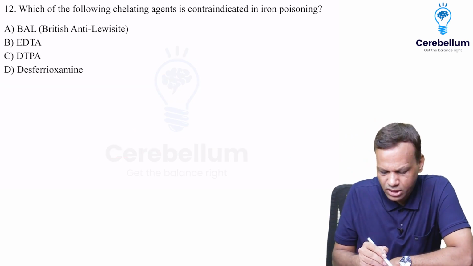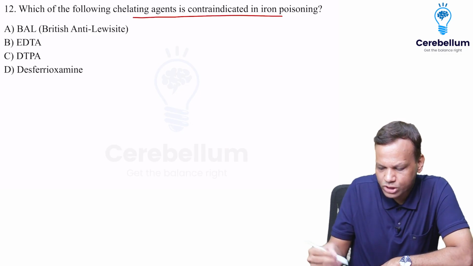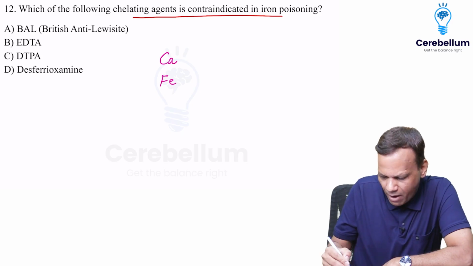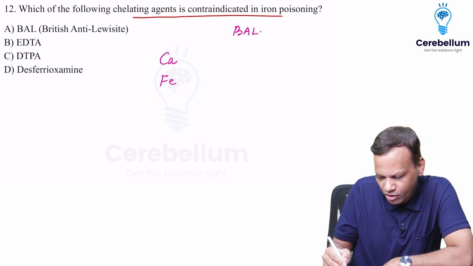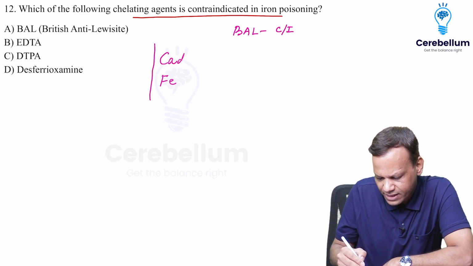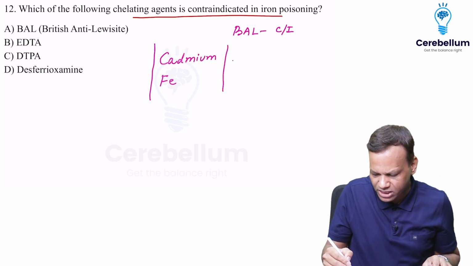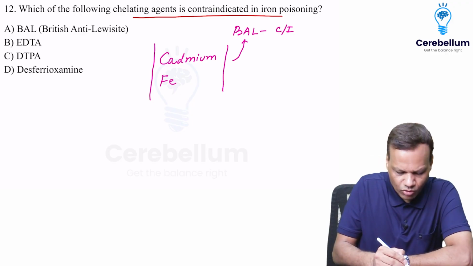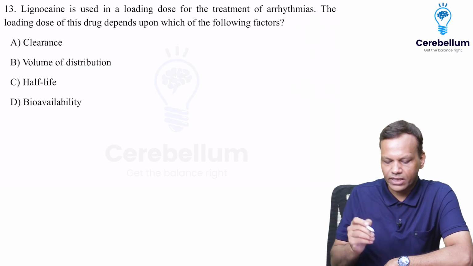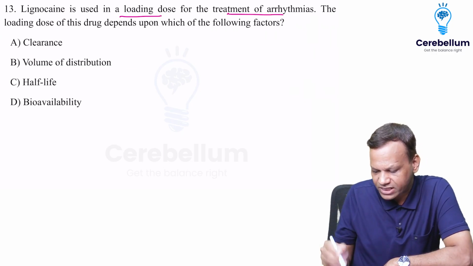Okay. Next question, which chelating agent is contraindicated in iron poisoning? So that is a stat question we discussed. CaFe mein BAL nahi hona chahiye. So BAL, British anti-lewisite or dimercaprol, is contraindicated in CaFe. What is CaFe? Ca is cadmium, Fe is iron. So in cadmium and iron poisoning, BAL is contraindicated. So CaFe mein BAL nahi hona chahiye. That is the answer.